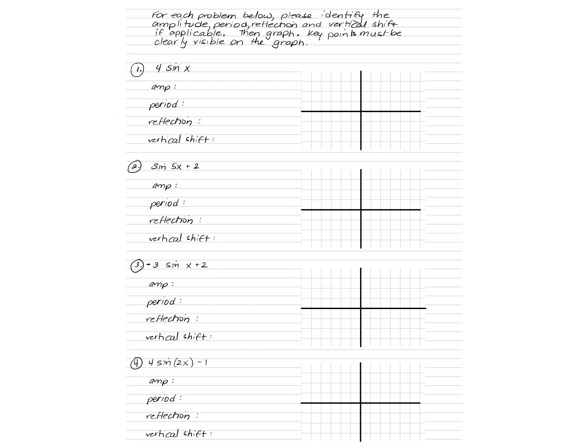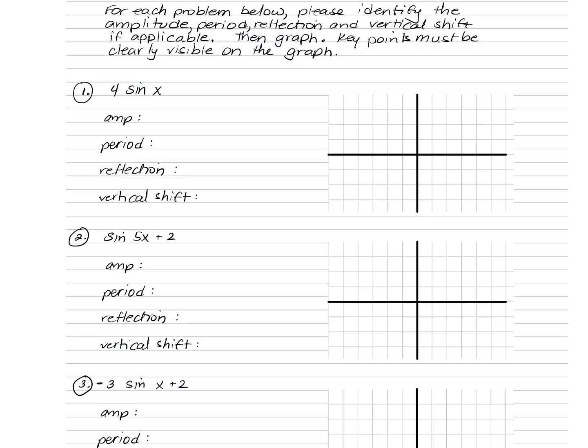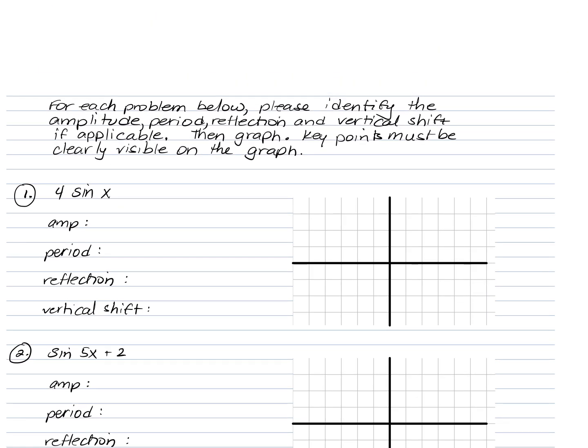Okay, so I'm going to go over these 8 problems that involve graphing sine and cosine functions. The directions say to identify the amplitude, period, reflection, and vertical shift, if applicable. Something super important that some of you might leave out are the key points. Now, your key points must be clearly visible on the graph, and in every single one of these problems, I show you how to find key points.